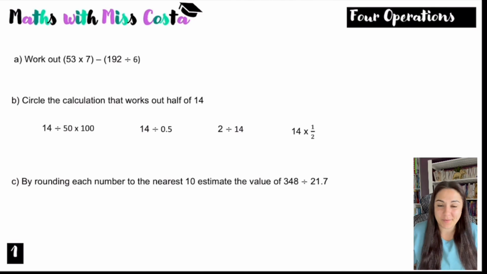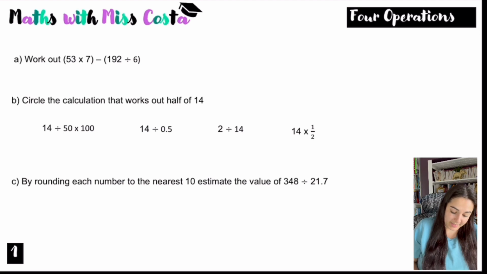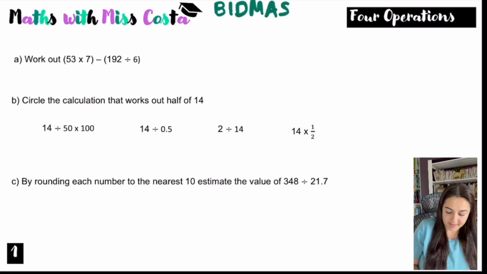So for this question, we are being asked to work out a calculation. Now, with any calculation in maths, whether it's algebra or just simply numbers, you always have to follow the order of operations. So BIDMAS or BODMAS or however you've learnt it. So we're going to use that in order to know what we need to do first. BIDMAS tells me that I first have to do anything that is in brackets. So I'd work out this and then this.